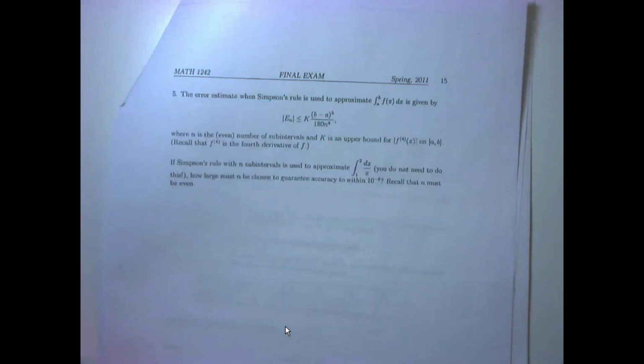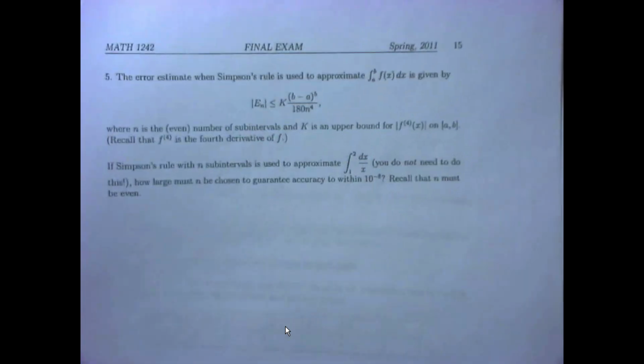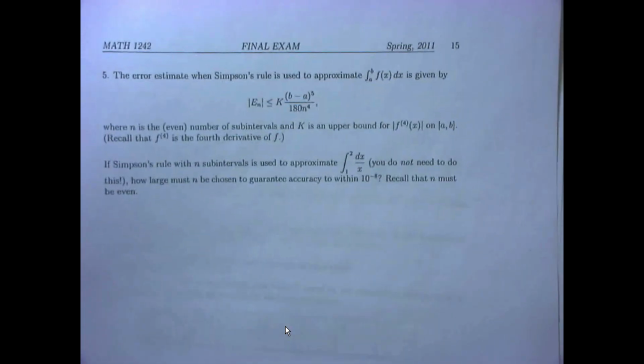What about this one? This one says this. Let me blow it up. You can see in the back there. It says this. The error estimate with the Simpson's rule used to approximate the integral from a to b of f of x dx is given by the error for Simpson's rule is less than or equal to k times b minus a raised to the fifth divided by 180 n to the fourth.